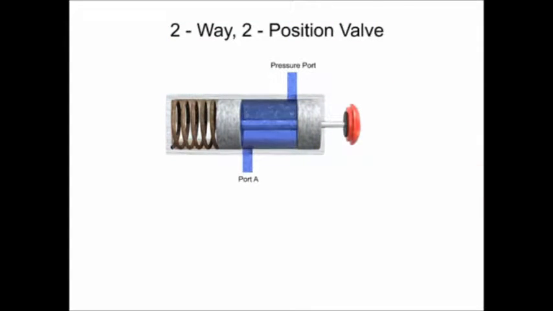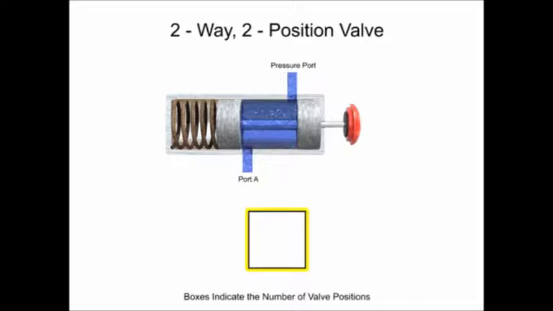To simplify fluid system drawings and schematics, all valves can be represented graphically. Boxes, sometimes called envelopes, are used to indicate the number of valve positions. Since this is a two-position valve, its graphic representation has two adjacent boxes. Continuous lines are used to indicate fluid flow between ports. For complex valves, the ports may also be labeled.